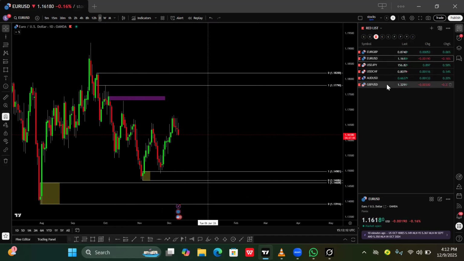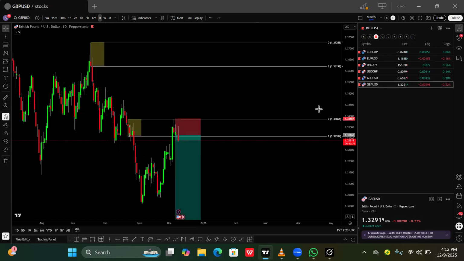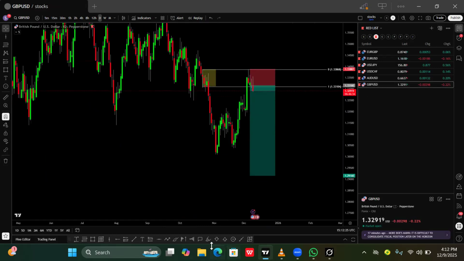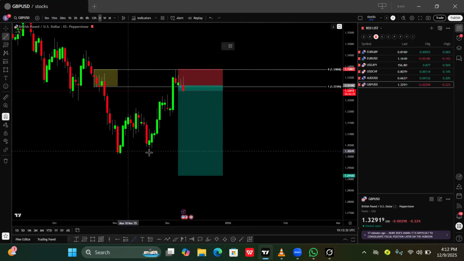Now for GBP/USD, I'm looking for shorts. I'm already short on this one. I'm short GBP/USD because like what I said earlier, the pound is really in a bad shape right now. And I'm not really looking to long the pound against any currency pair for now.